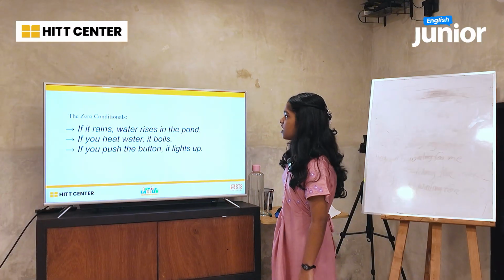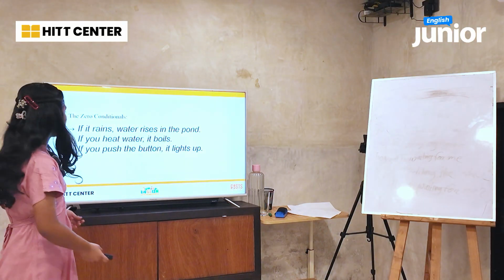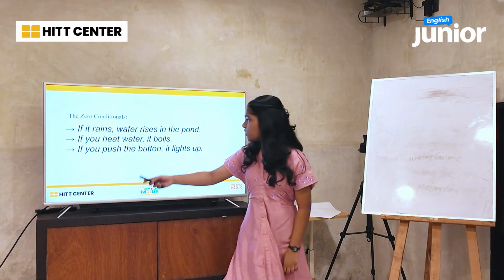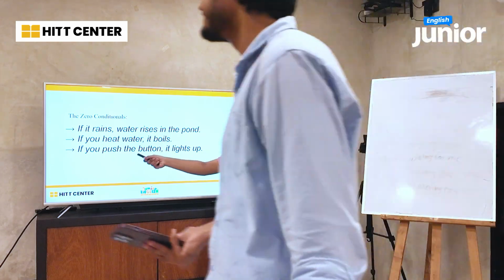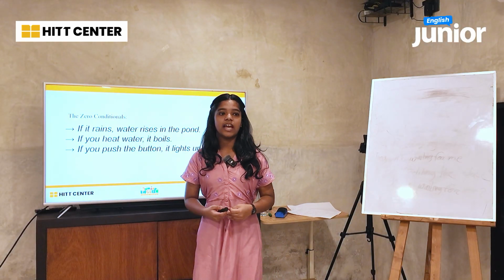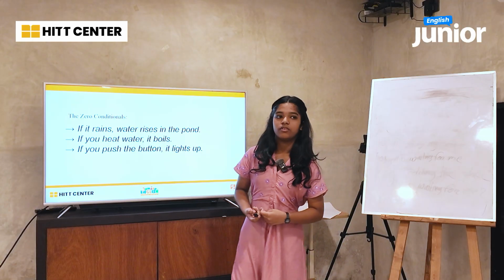Let's start with the zero conditional. In zero conditional, both clauses are in present tense, and it refers to truths and habits that will always happen. For example, if it rains, the water rises in the pond. If you heat water, it boils. If you push the button, it lights up. This structure is used for things that will definitely happen. So, can someone give me an example of zero conditional without these three?